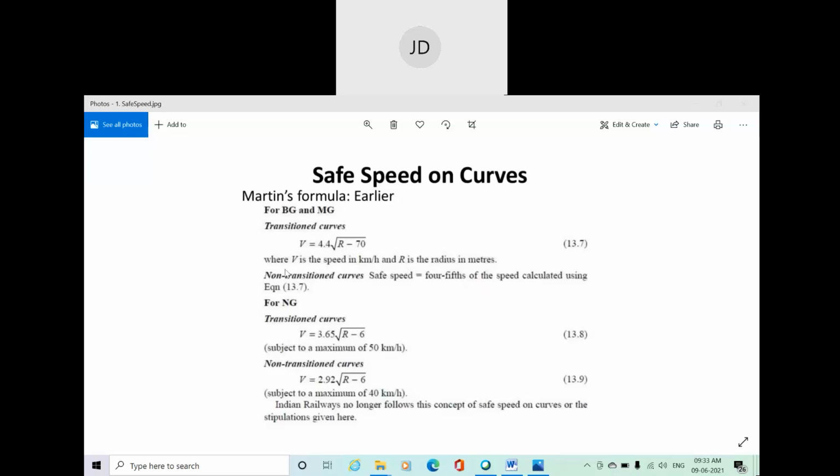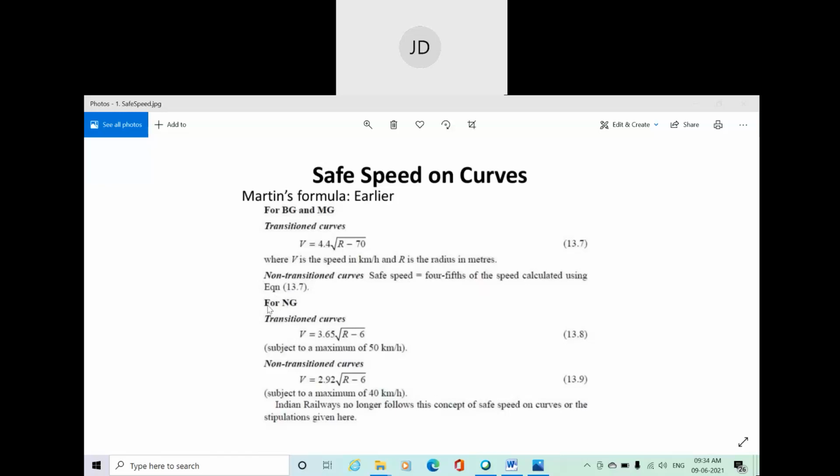And when it comes to a non-transition curve, under broad gauge and meter gauge, the safe speed will be 4/5 of the speed calculated using this equation. That means whatever value you get for the safe speed on a transition curve, 4/5 of that value will be the safe speed of the train when moving along a non-transition curve. Clear? Similarly, we have a different formula for narrow gauge.